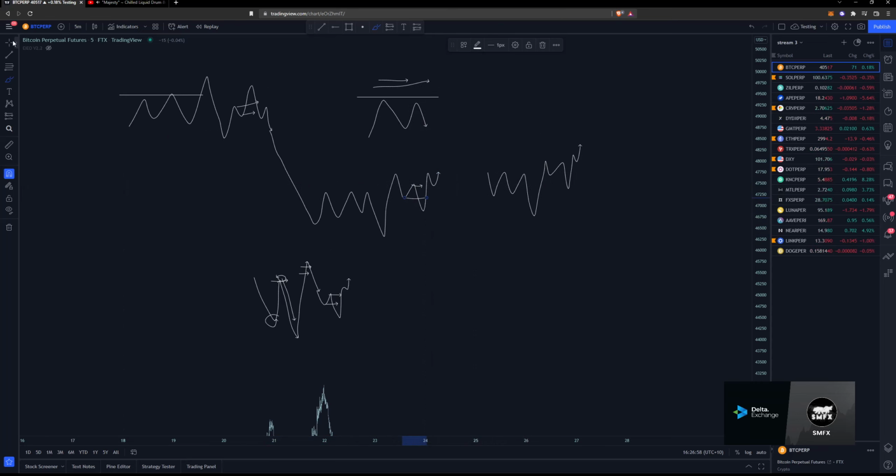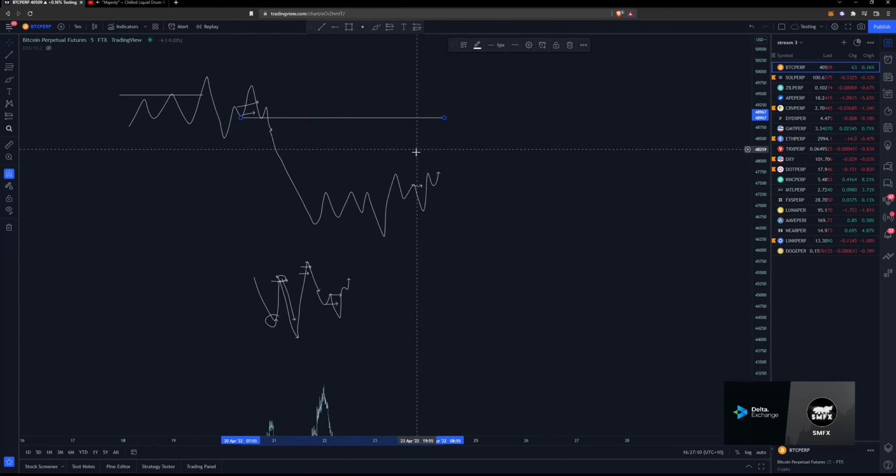Let me just get rid of this really quick. That would be my trigger to get long, and then this previous area of distribution, all in here, would be my target for the long. So here would be my trigger, and then here would be my target. So those are the two kinds of objectives: liquidity based objectives and range based objectives.